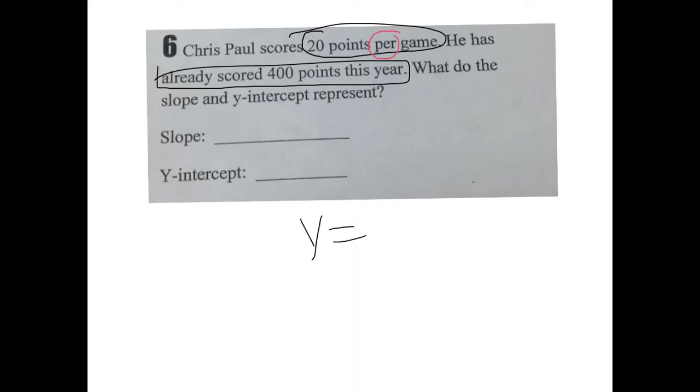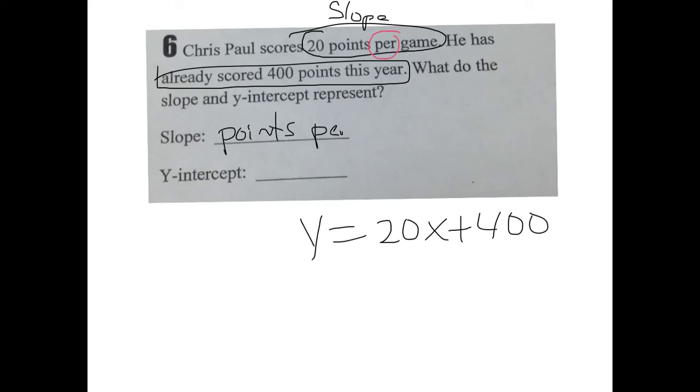It's y equals, our slope is always the one with the per, so 20 points per game, plus he already started with 400. So our slope is his points per game. It's the number that's changing. His y-intercept is always your starting point, or it's your initial value. It's what you're starting the problem with. He's starting, so it's starting amount.